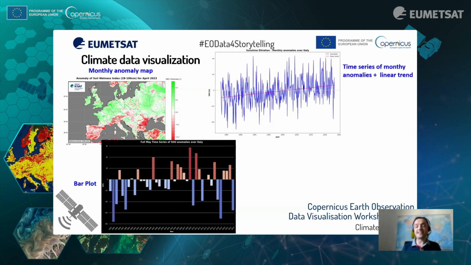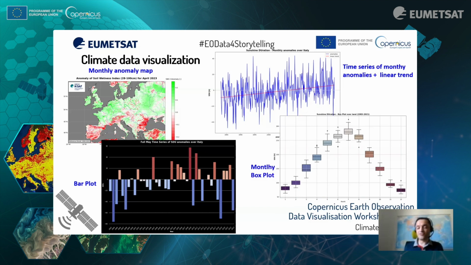This is another way to exploit the long-term data that are available from the CM SAF and the other SAFs in general. This is the time series of monthly anomalies over Italy, showing the anomalies for each month over the full time coverage of the product, and also the linear trend that can be inferred from the anomalies. And we see that the sunshine duration is slightly increasing year by year over Italy.